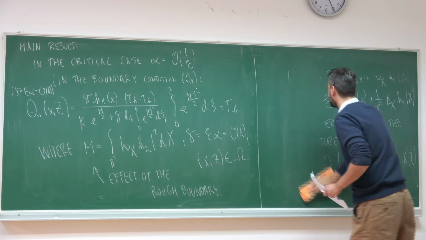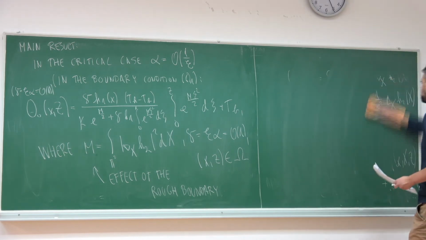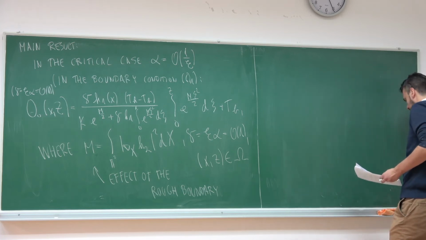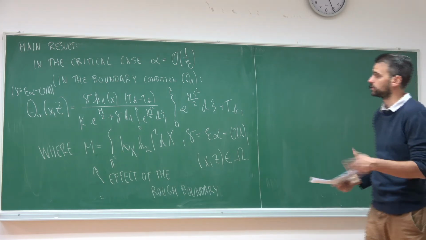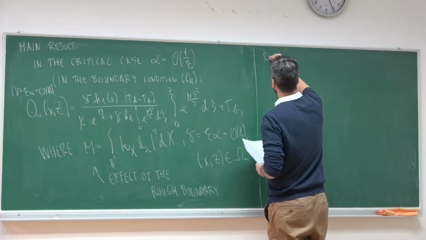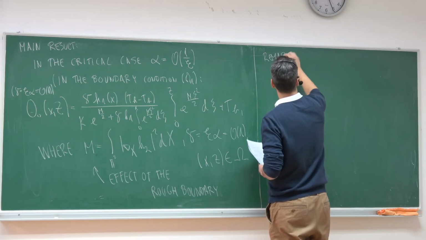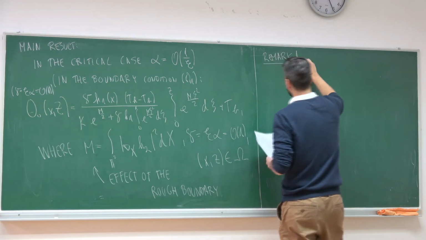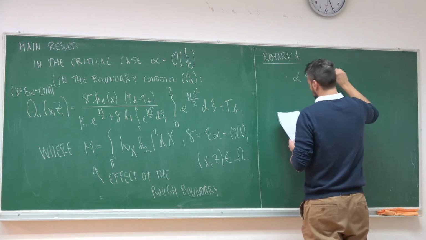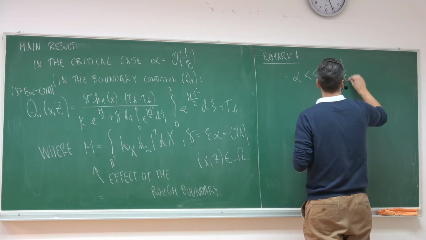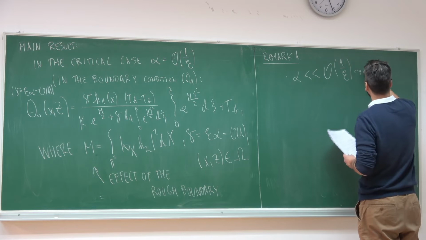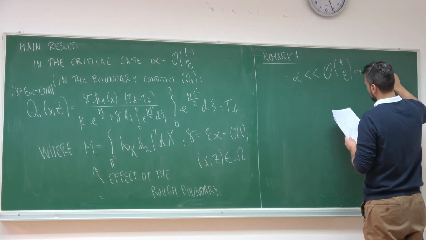However, of course, you need to say, okay, it took a very specific alpha, but what happens if alpha is, as before, as we mentioned, much bigger or much less than 1 over epsilon? So I have a couple of remarks. So remark 1. If alpha is much less than the order of 1 over epsilon, then you have theta 0 of xz.